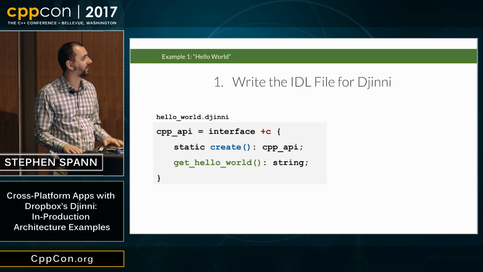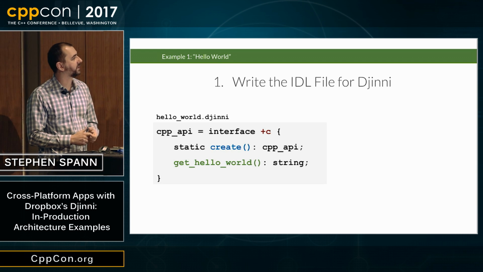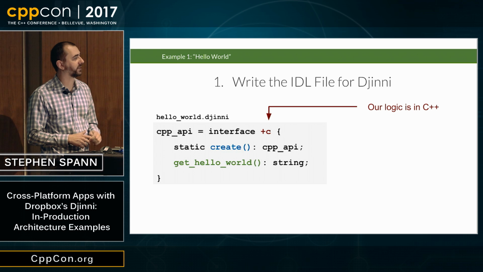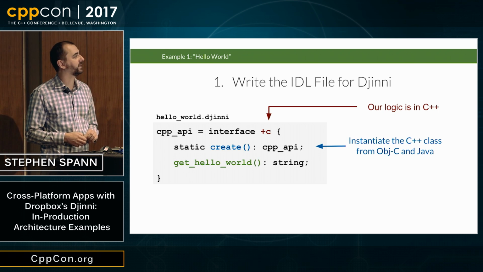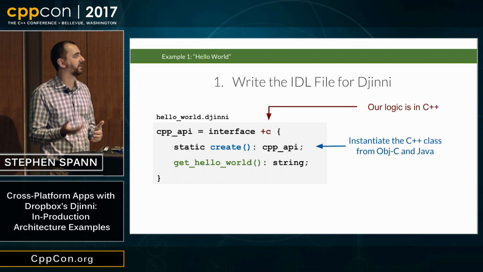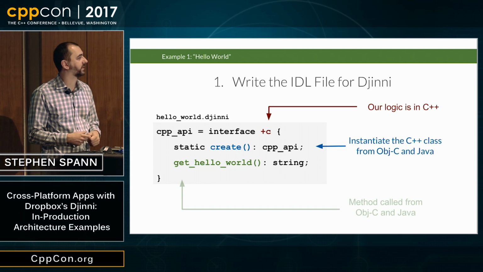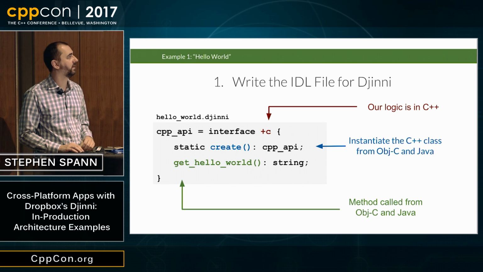So we're creating an interface. That +c indicates what language we want the interface to exist in. So right now we're just telling it to build a C++ interface. This create method, it's getting around lack of constructors, kind of. So it's a static method that returns itself that we're going to call from Objective-C and Java. Finally, our method that we're going to call from both Objective-C and Java returns a string. Pretty straightforward.